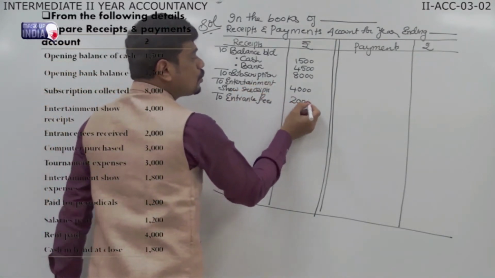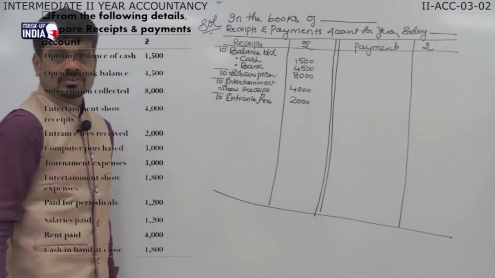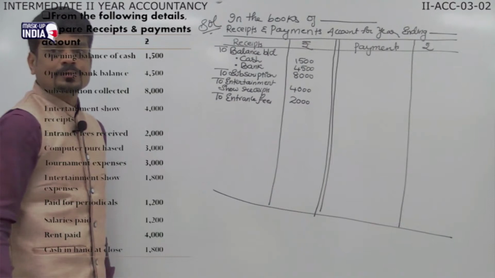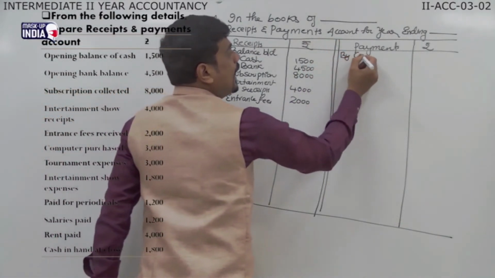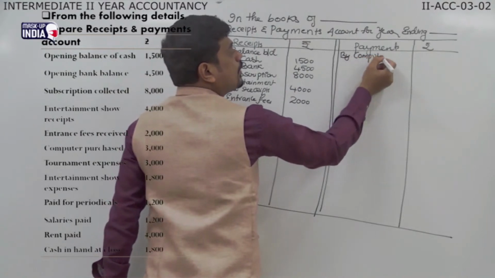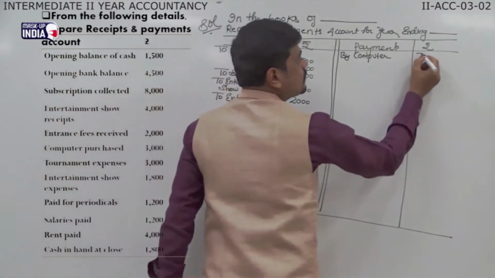So, we'll write 2000. Followed by computer purchased. We know computer purchased, purchased in the sense of payment. So, we'll go to the payment side and we'll post it by computer, and the amount of computer purchased is 3000.